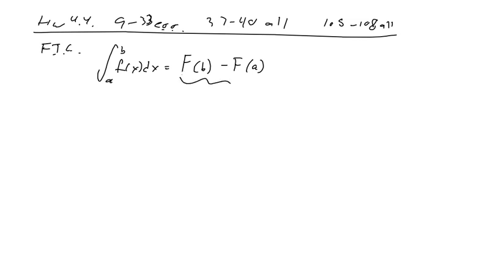This is the accumulated change, aka the area under the curve. How much is on the graph from a to b? You find the antiderivative, and you plug them in, and it tells you the area.